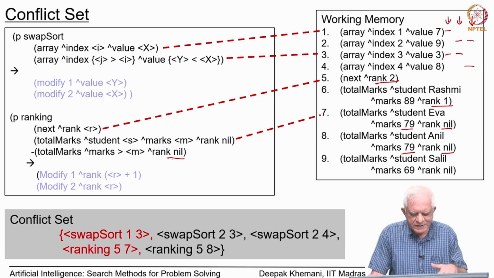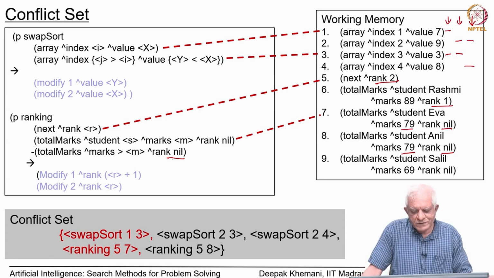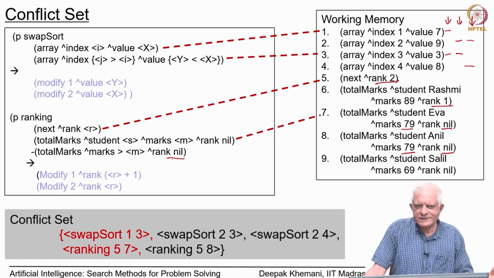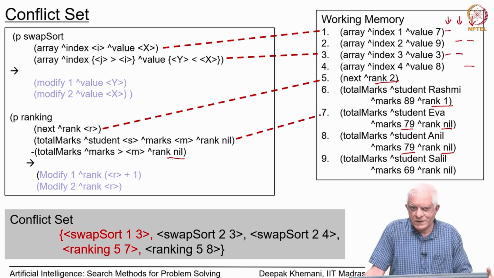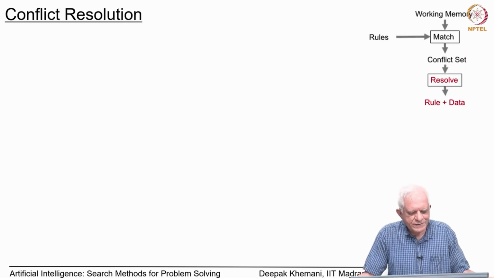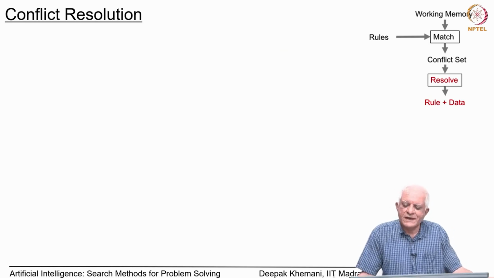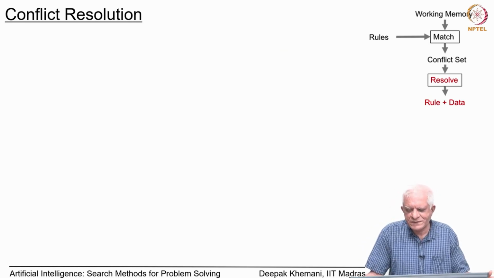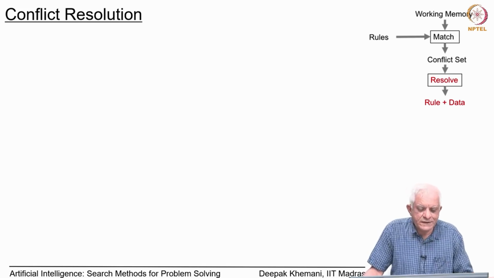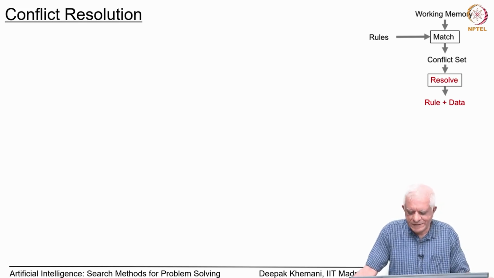So, as you can see, 1 and 3, 2 and 3, 2 and 4 for the swap sort, or 5 and 7, 5 and 8 for the ranking rule essentially. This is the conflict set. You can see that the task of match is to basically construct this conflict set. It looks at all the rules, looks at all the data and comes up with this set, out of which one would be selected. That is called conflict resolution, as seen on the right hand side of the diagram. Once you have the conflict set, you give it to some resolve component, and that will pick one rule with one data. And we have already said that that is the key to problem solving, which rule to pick next.